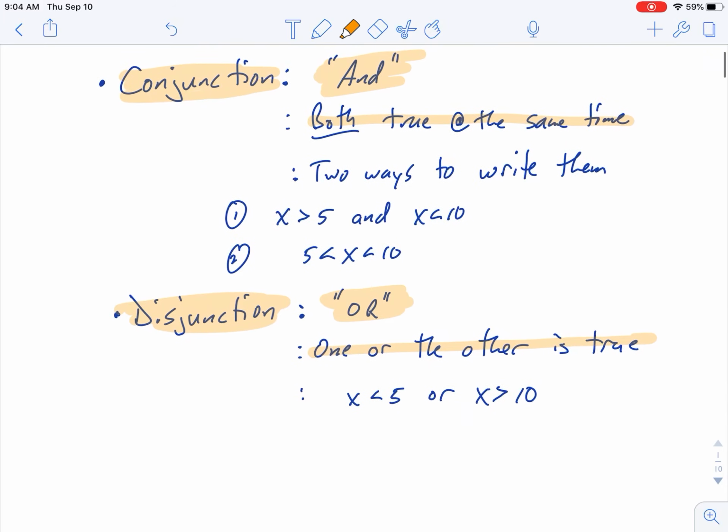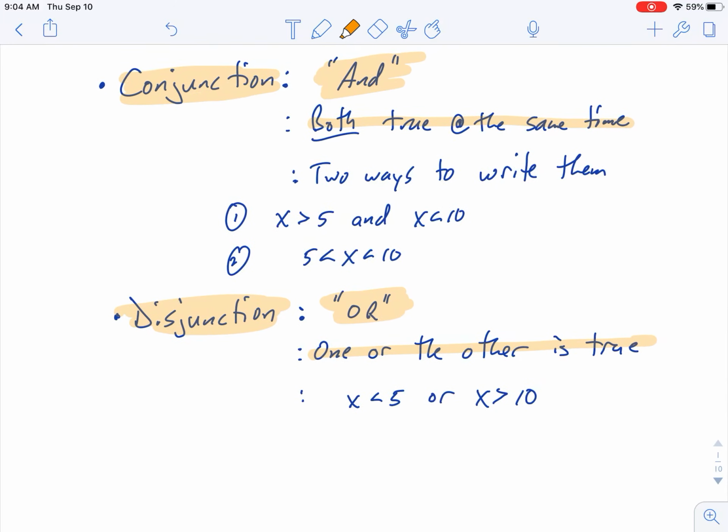Now, with conjunctions, there's actually two ways to write them. The word and can be present, like x is greater than 5 and x is less than 10. Or the other way to write it is 5 is less than x is less than 10. So these are both equivalent. They mean the same thing. There's just two different ways to say it. Basically, what they're saying is the numbers between 5 and 10.